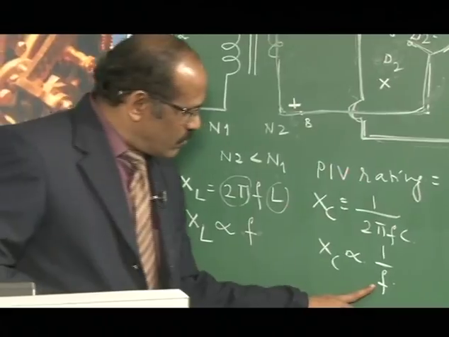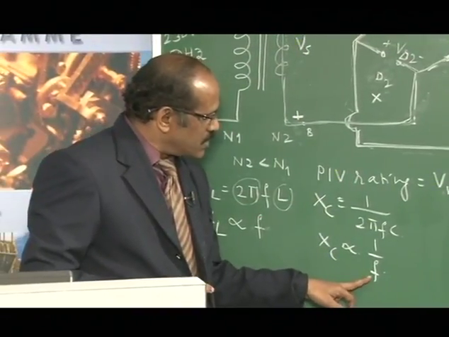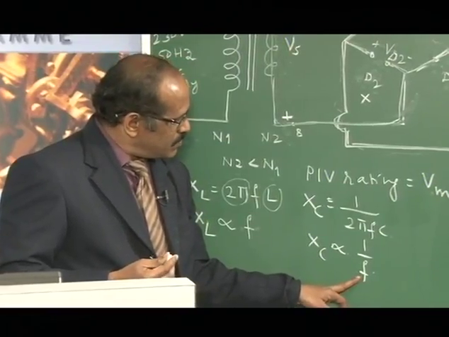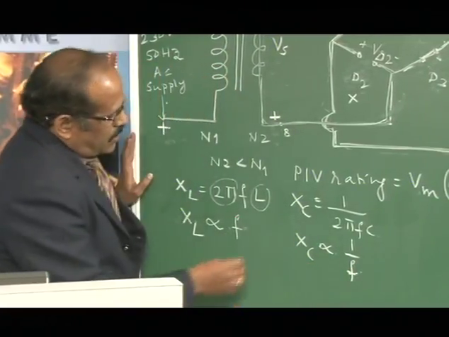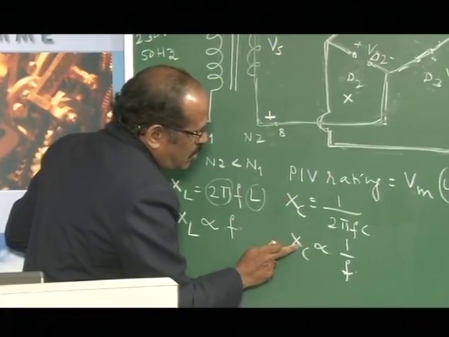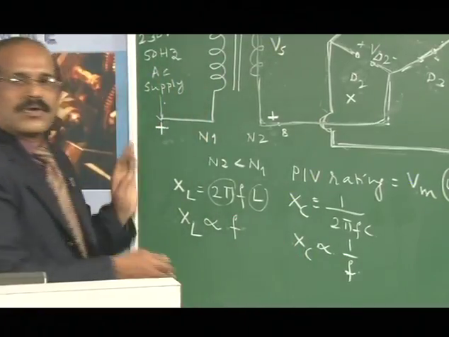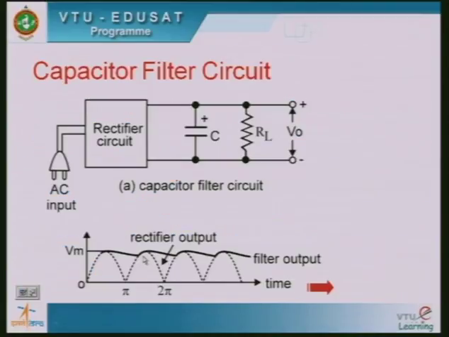Now AC voltage has a higher frequency compared to DC. As you know, the frequency of DC is 0, whereas naturally the frequency of the AC signal is more. Correspondingly, the opposition to DC by the capacitor is more compared to AC. Therefore we can say that the capacitor allows the changing current but opposes the steady current.